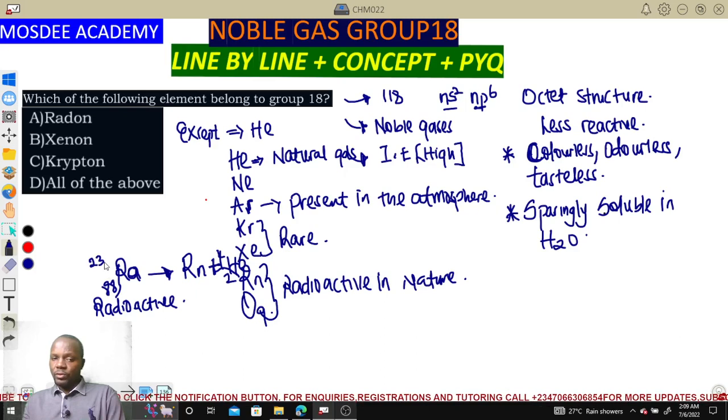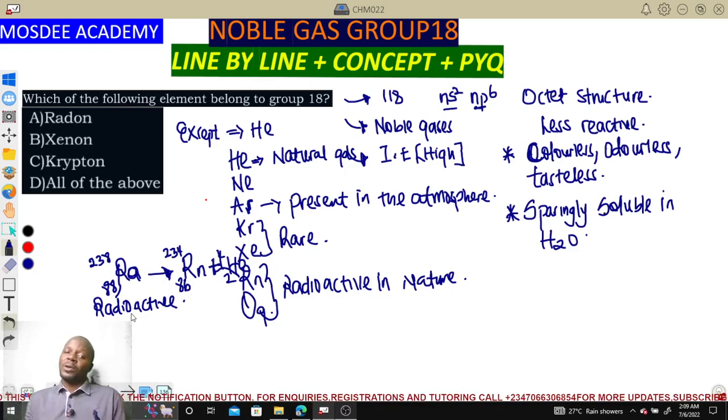This is 88, 238, if I'm not mistaken. Yes, and this is minus 2, which will be 86 and 234. 234 plus 4 is 238, and you can confirm that as well. So it was actually formed by what? Collisions of what? Artificial transmutation of a radioactive element.